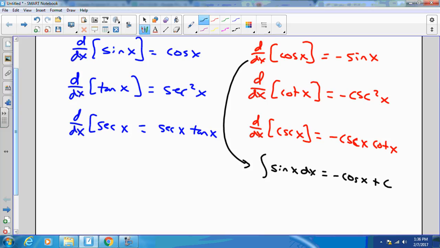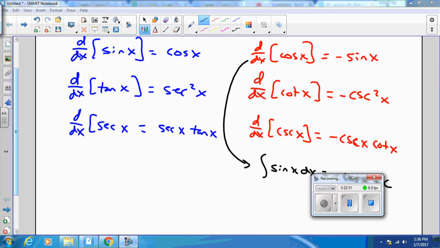Everybody see that? So following this idea, go ahead and write the 6 trig antiderivatives that come from these rules. Go. All right, let's see if you have them.